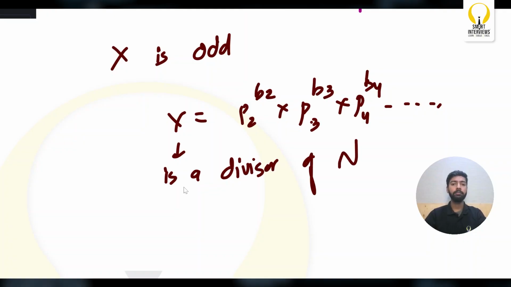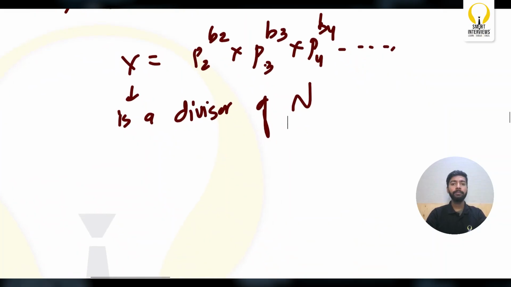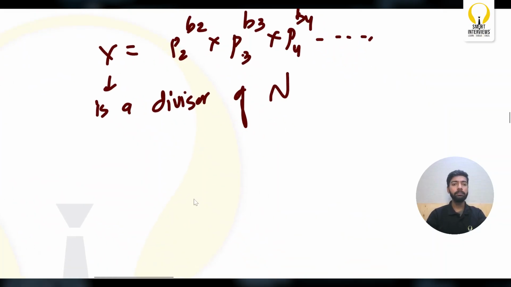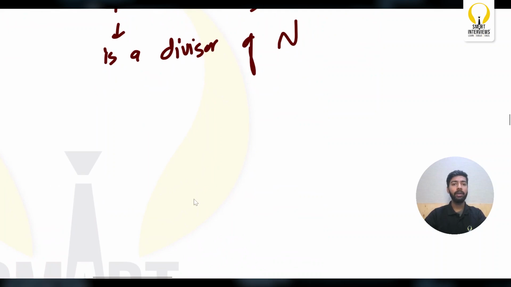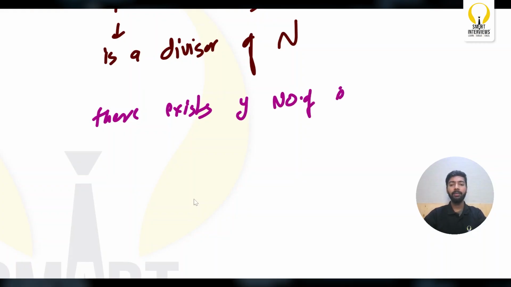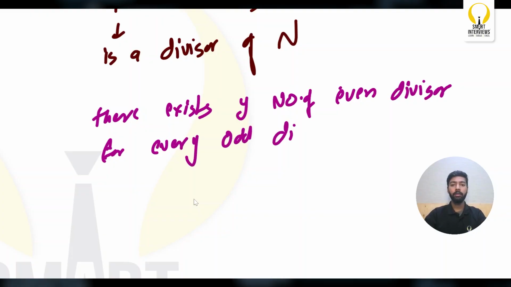Now let's say x is a divisor of n. So, important point: if x is odd and it's a divisor of n, there exist y number of even divisors for every odd divisor of n. Let's see why.